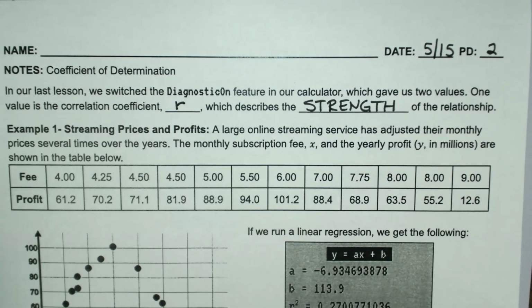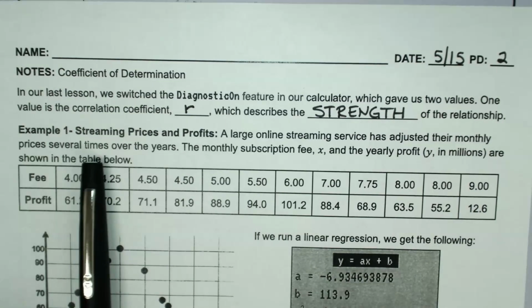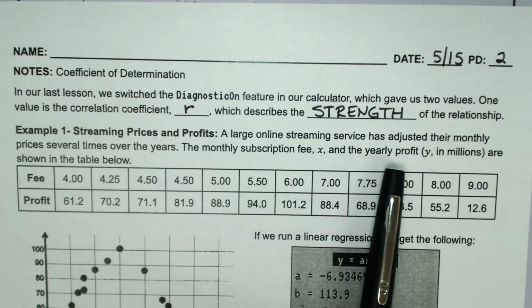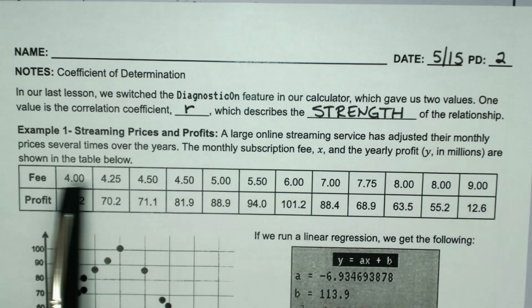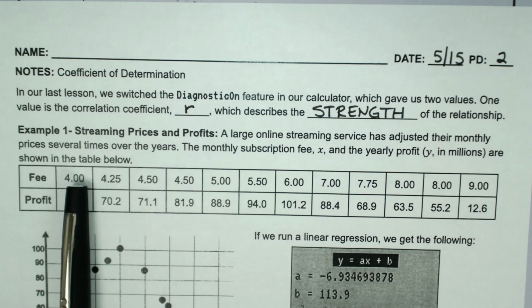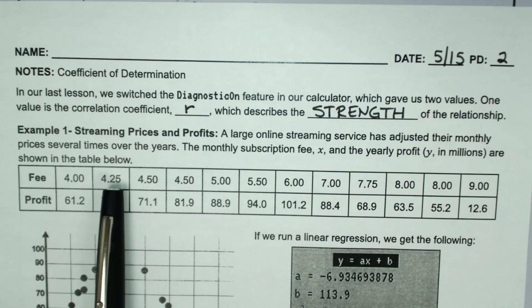This first example is the streaming price and the profits. So a large online streaming service has adjusted their monthly prices several times over the years. The monthly subscription fee X and the yearly profit Y in millions are shown in the table below. Like when their monthly fee was $4 a month, their profit that year was $61.2 million. When they bumped their fee up to $425 a month, their year-end profit was $70.2 million.